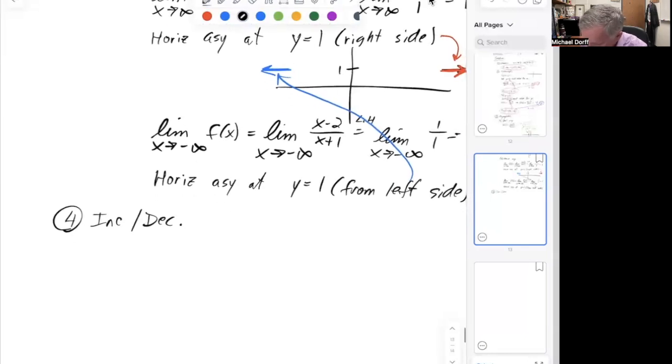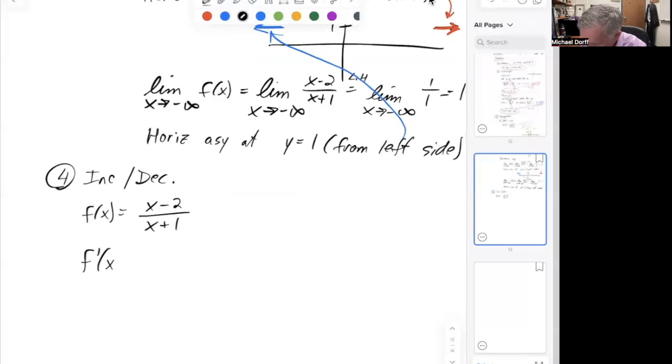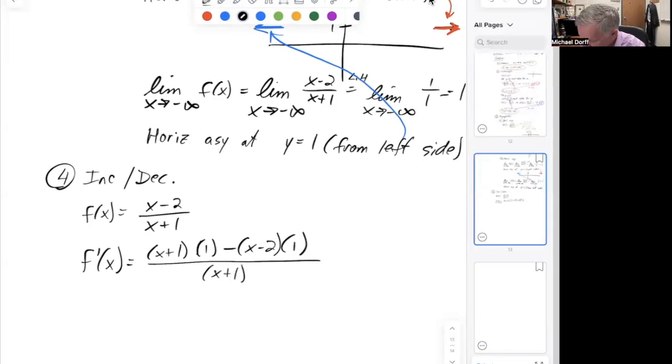Okay, so I'm going to look at the derivative here. Again, my function was x minus 2 over x plus 1. So now we want to look at the derivative here. So that's going to be x plus 1, the denominator, times the derivative of the top, which is going to be 1, minus the top times the derivative of the denominator, which is 1, all over the denominator squared.